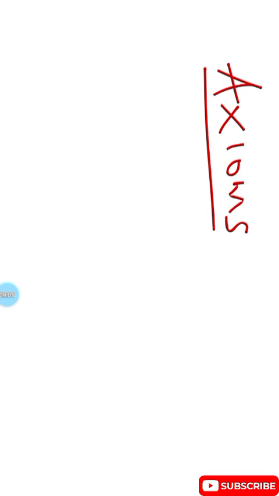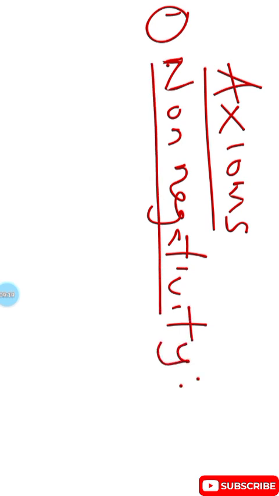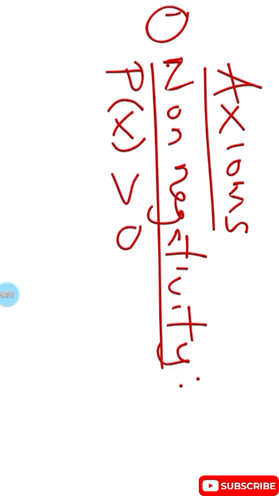Then, what are the axioms? The first axiom is called the non-negativity axiom. It simply means that probability can never be negative. That means the probability of any event, say X, can never be negative. It is always greater than or equal to 0. It is positive. That's the first thing that must be noted.